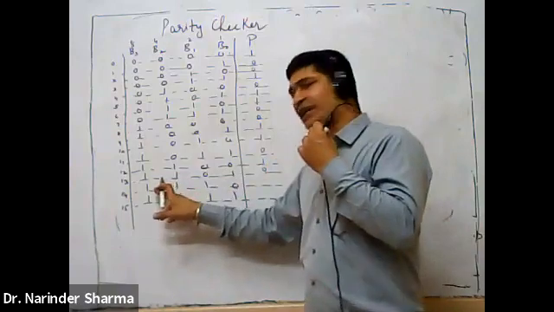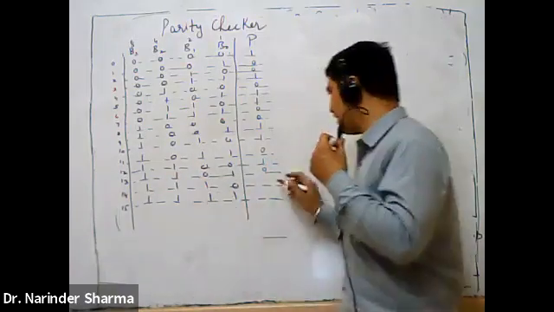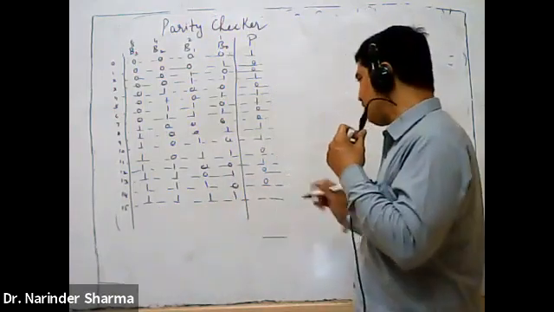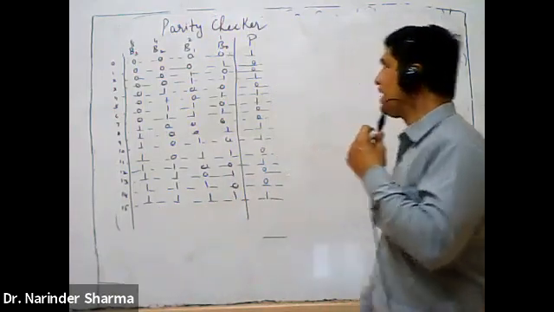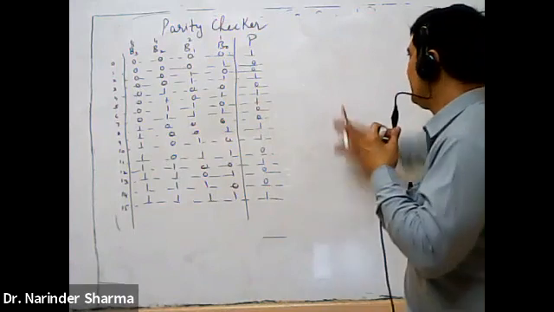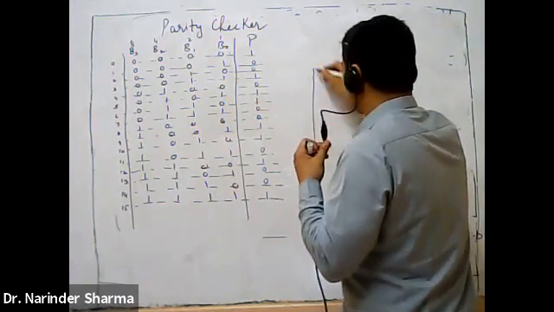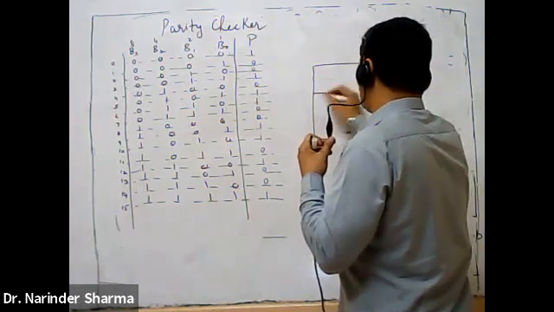0. In 14, 1, 2, 3. Again, odd ones. Write here 0. In 15, 1, 2, 3, 4. 4 means even ones. Write here 1. So this is the truth table we have completed. By using this truth table, we will design a K map for the output.